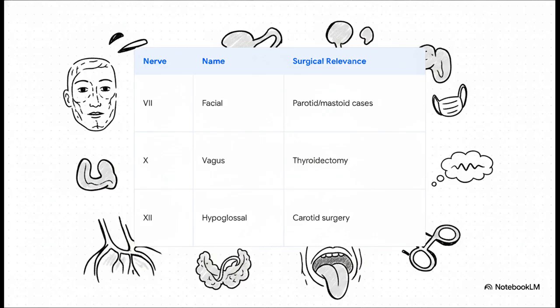Then there's cranial nerve 10, the vagus nerve. This is a big one because its recurrent laryngeal branch is super vulnerable during a thyroidectomy. If a surgeon nicks that, the patient wakes up with severe hoarseness. And finally, cranial nerve 12, the hypoglossal nerve. This guy is at risk during a carotid endarterectomy, and an injury here will actually cause the patient's tongue to deviate to one side. Definitely know these 3.